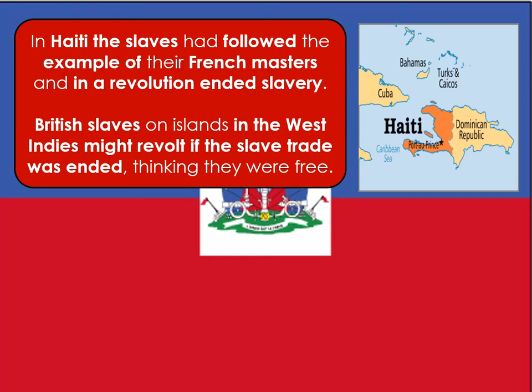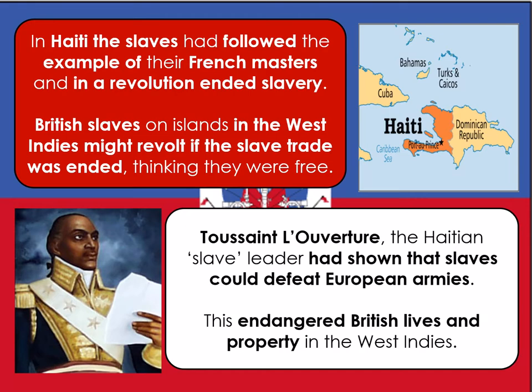Haiti also links to why it took so long to abolish the slave trade. In Haiti, the slaves had followed the example of their French masters, and they took part in a revolution to try and end slavery. British slaves on the islands in the West Indies might revolt if the slave trade was ended, thinking they were ultimately free. Toussaint Louverture, the Haitian slave leader, had shown that slaves could defeat European armies.